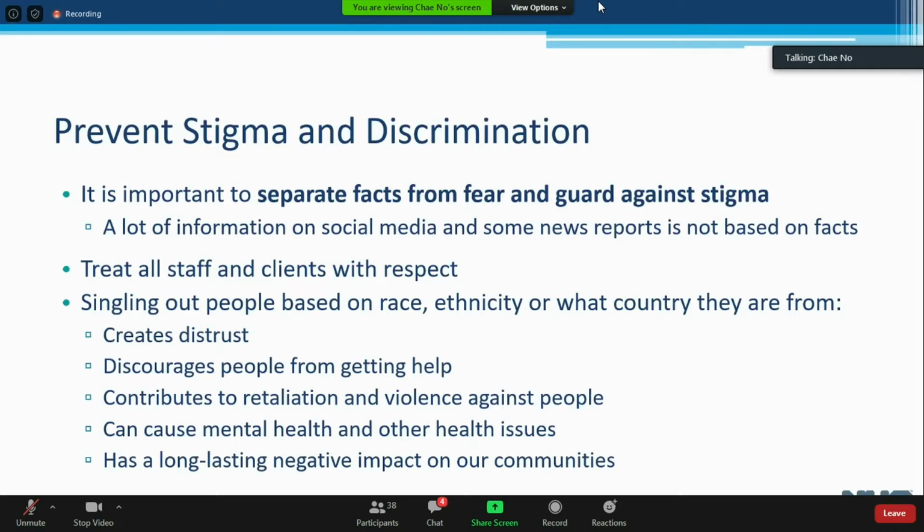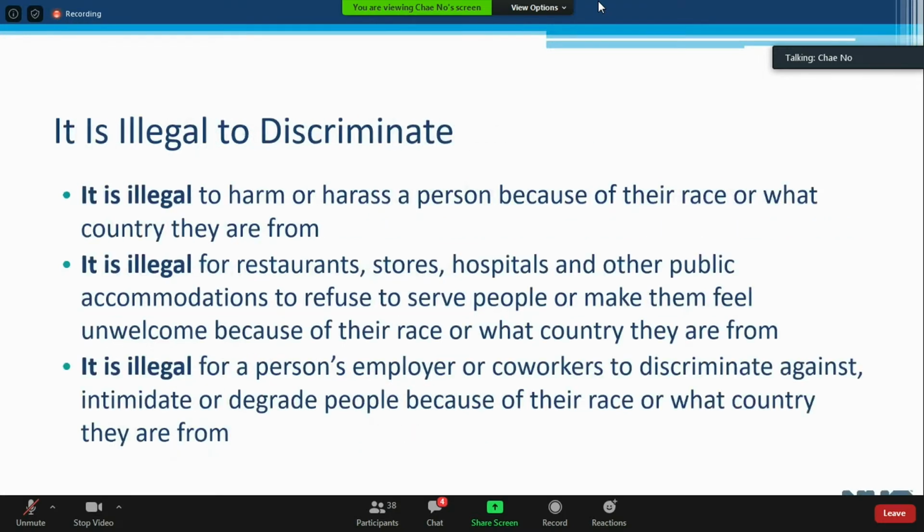It may contribute to retaliation and violence against people, as we've seen before, as we see in different parts of the city. It can cause mental health and other issues, and it also breaks our communities apart. Let's take that into consideration, and let's treat each other with respect, and let's be nice. It's a difficult time.